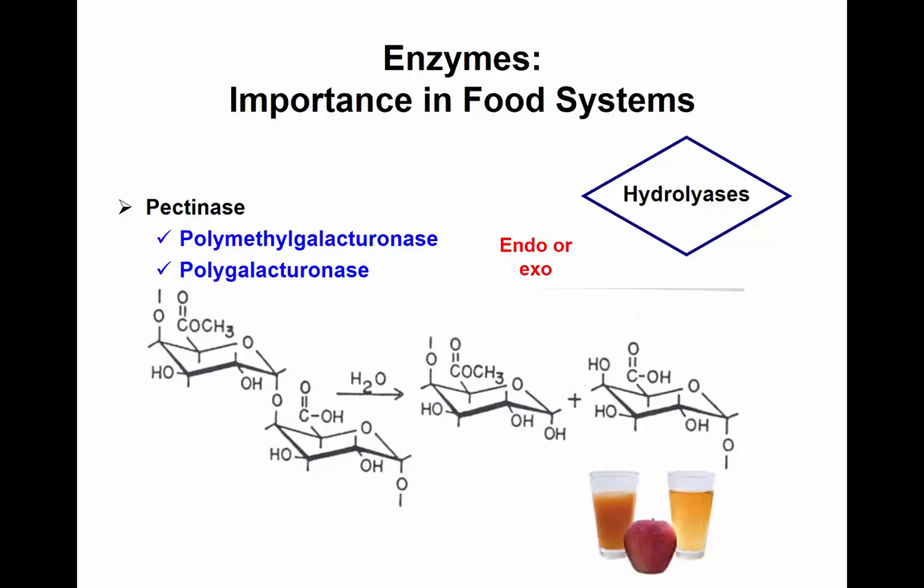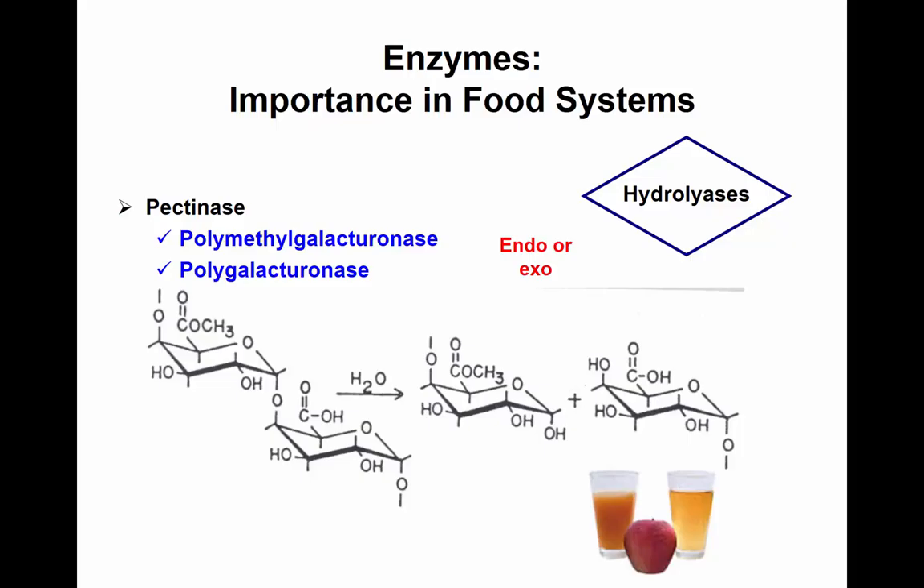So you have two enzymes that can break these bonds. If you have methyl groups, then you will have the polymethylgalacturonase that will break the bond where you have methyl groups. And when you don't have a methyl group, polygalacturonase will break that bond. So you need a mixture of both in order to hydrolyze pectin because some of the groups are esterified to methyl.